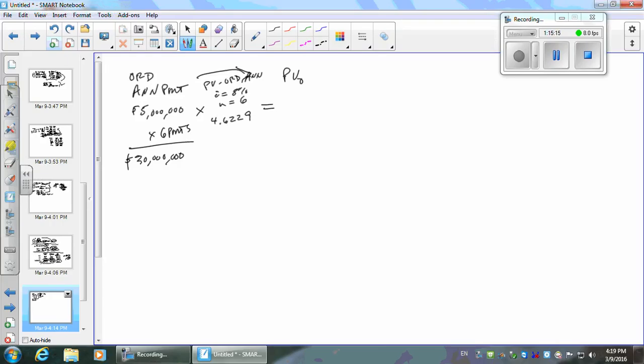What's worth $4.62? $1 received at the end of each period for 6 periods. $6 is worth $4.62. What would the difference be? The $1.38 out, right? $6 less $4.62. That's the interest, right? The difference. So it's 5 million times 4.6229. Is that 23,114,500?